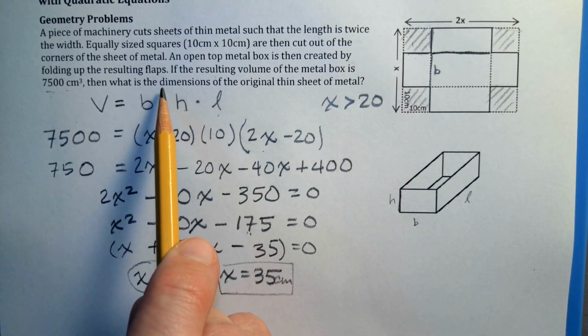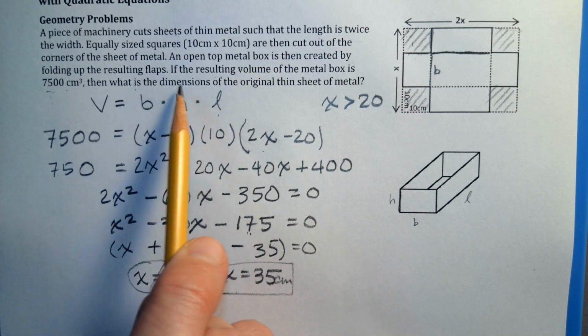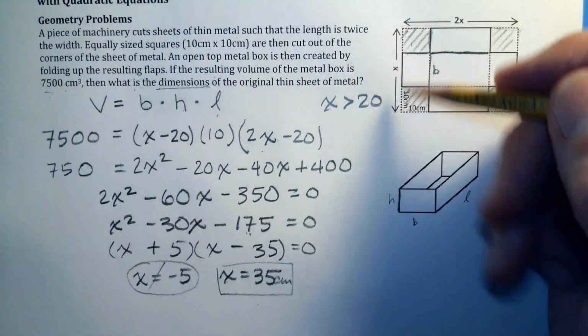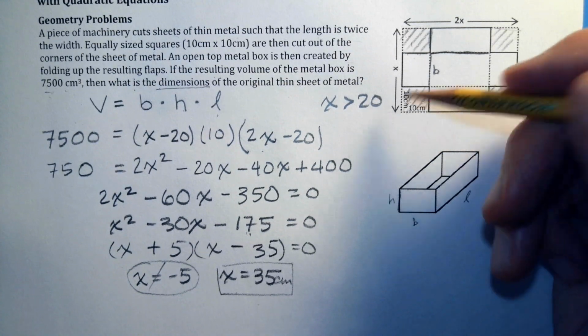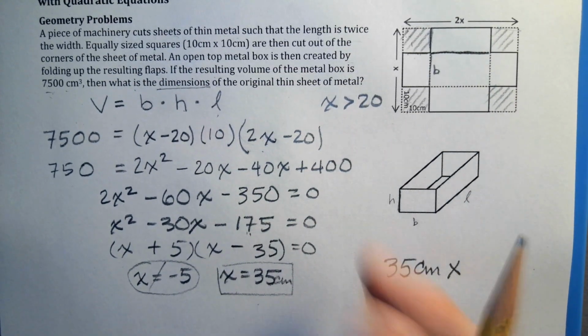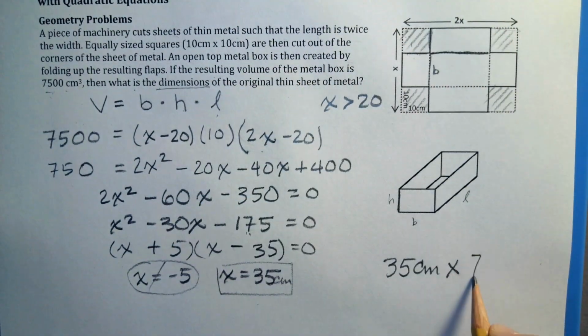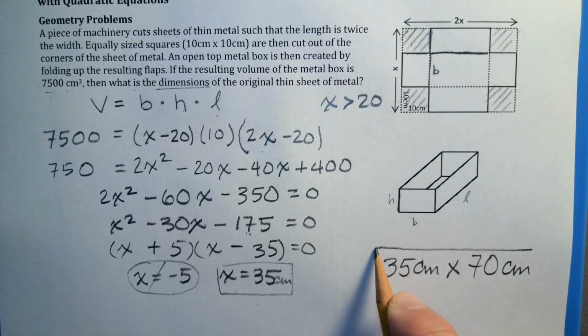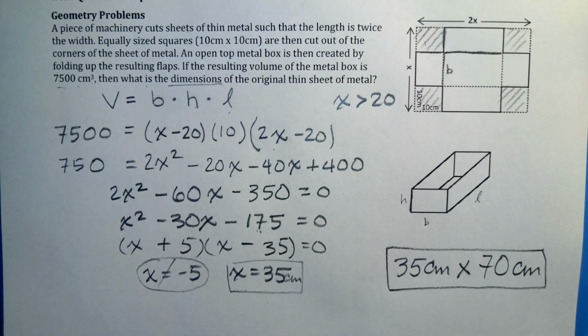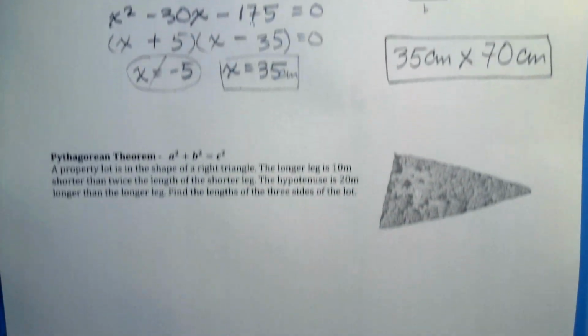So it says, what are the dimensions of the original box? All right, so we know the width is 35, so we have 35 centimeters by, and then twice that, so we have 70 centimeters. Okay, so again, make sure that you're answering the question that they ask. Don't just find x, because x may not be the answer that they're looking for. Okay, all right, let's go on to the next problem.